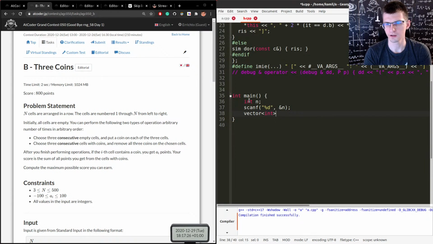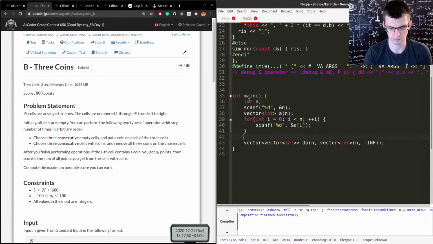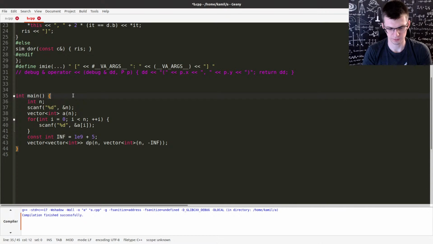Right. I need to read the input, that's for sure. I will start with the first layer, the red one. Two-dimensional array n by n, by default filled with minus infinities. This is problem B. 3 coins.